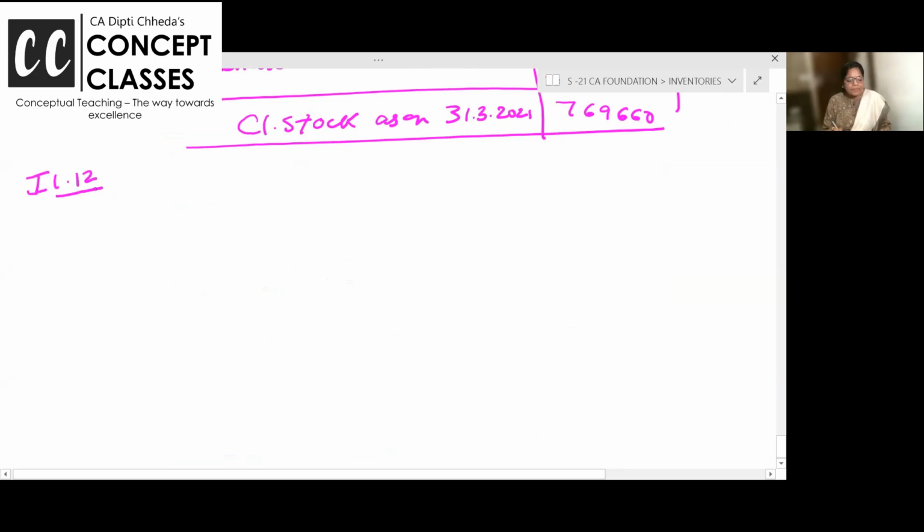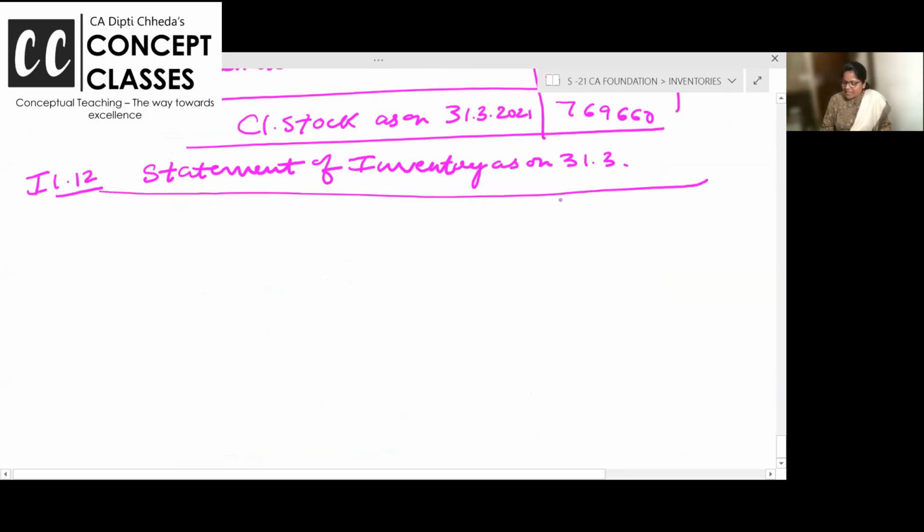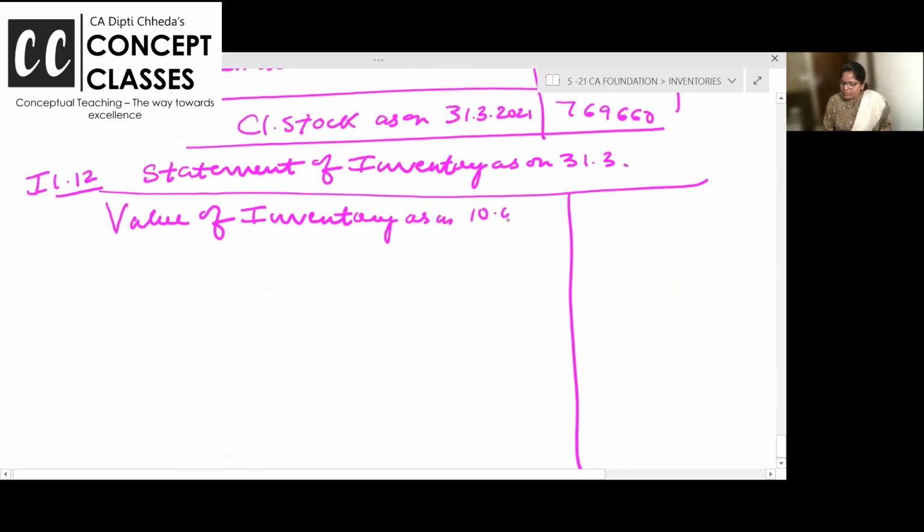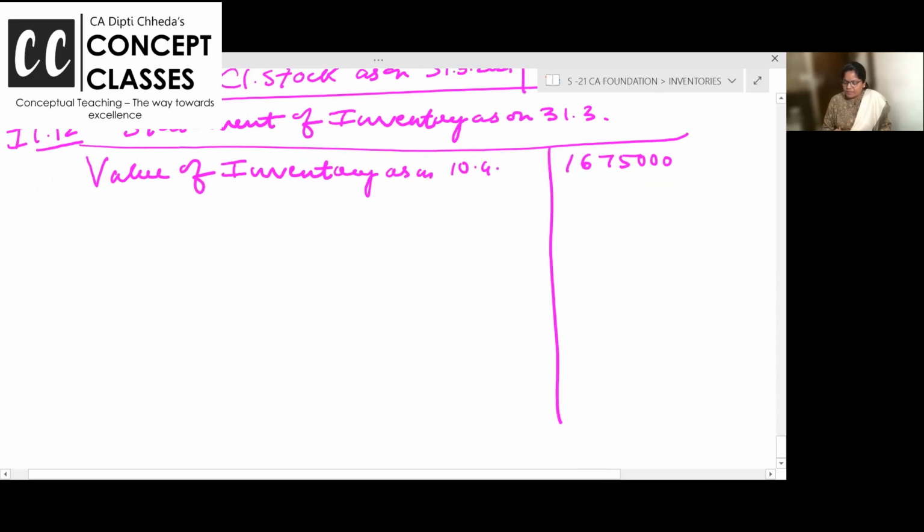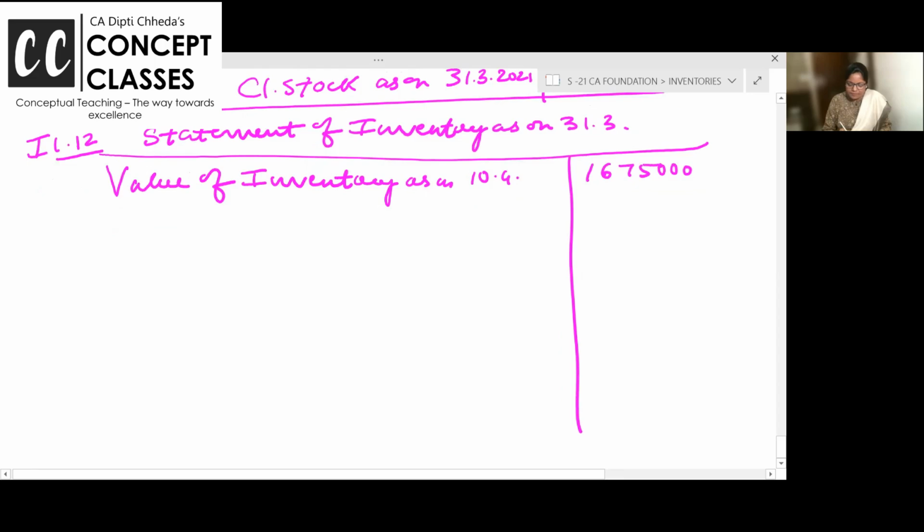Chalo, shuru karte hain. Statement of inventory as on 31st of March. That's what is our aim, to get it on 31st of March. And we are starting with value of inventory as on 10th of April, 16,75,000.